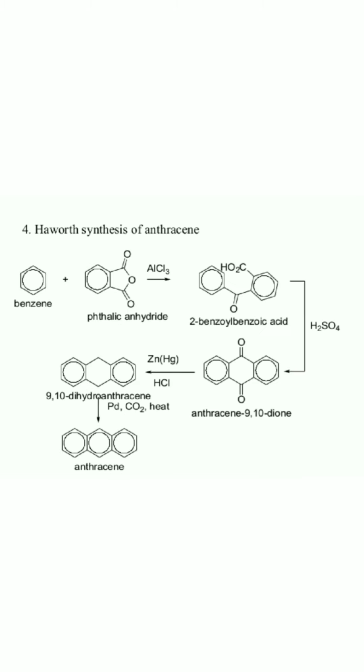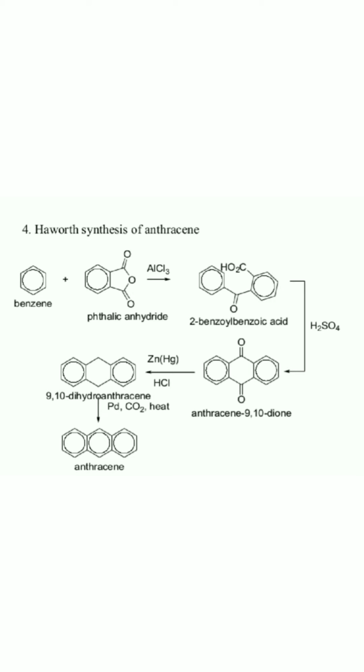The Haworth synthesis of anthracene: benzene reacts with phthalic anhydride in the presence of AlCl3 to form 2-benzoyl benzoic acid. In the presence of sulfuric acid, it forms the 9,10-dione, that is, 2 ketones are formed, and the corresponding reaction with zinc in the presence of mercury and HCl reduces it to produce 9,10-dihydroanthracene, and then it forms the anthracene molecule.